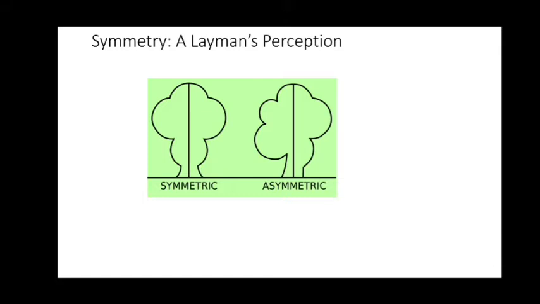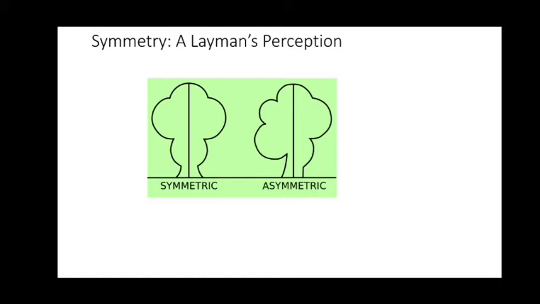Okay, so we will start with a layman's perception of symmetry. If you carefully notice this figure, what you see there is a drawing of a tree. One is symmetric about this plane and the other is asymmetric. What I mean by this is, if I place a mirror here, the reflection shown in the mirror will be the same as this side. And if I place a mirror here, the reflection in the mirror of this side will be different from this side.